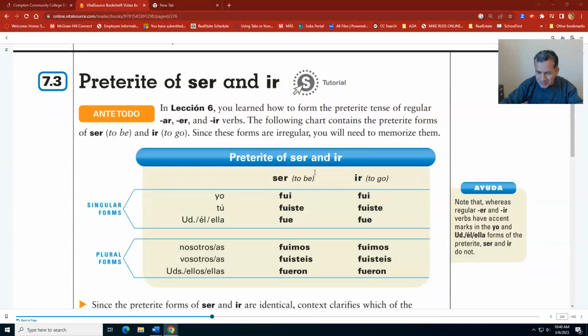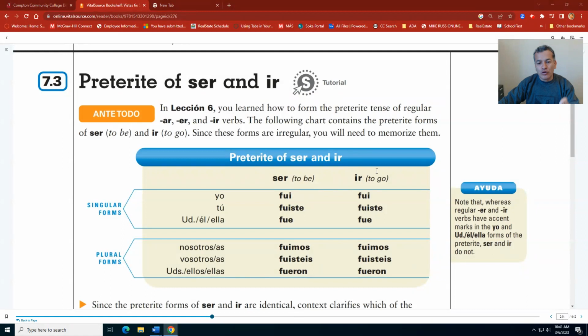For example, let's read this paragraph very quick together. In lesson 6, you learned how to form the preterite tense of regular AR, ER, and IR verbs. The following chart contains the preterite forms of ser and ir. Since these forms are irregular, you will need to memorize them. So first, don't forget, ser, which is to be, is completely different. The conjugation is completely different in the past tense.